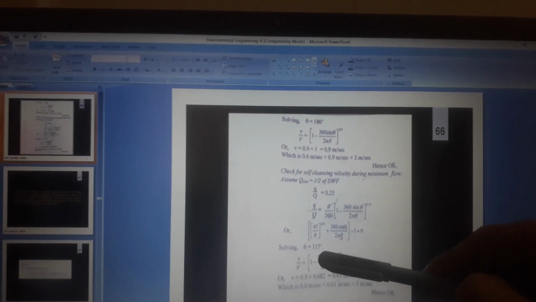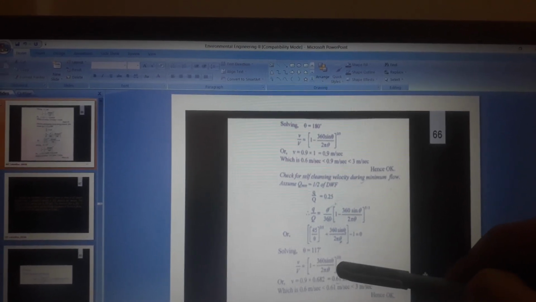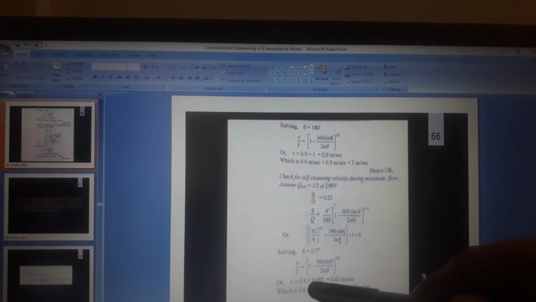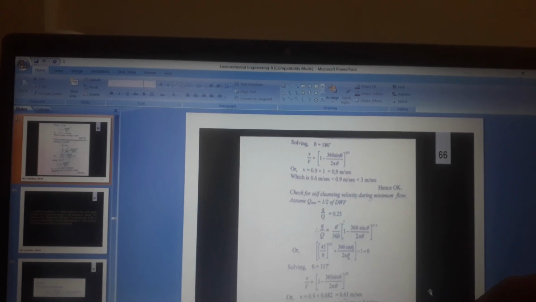Small v by capital V is equal to 1 minus 360 sin theta over 2 pi theta whole raised to 2 by 3. Then V is equal to 0.9 into 0.682, which is equal to 0.61 meter per second, which is greater than 0.6 meter per second and less than 3 meter per second. Hence, okay.